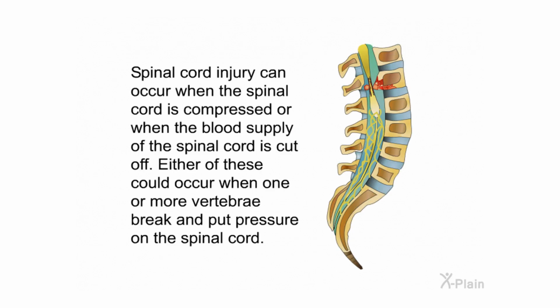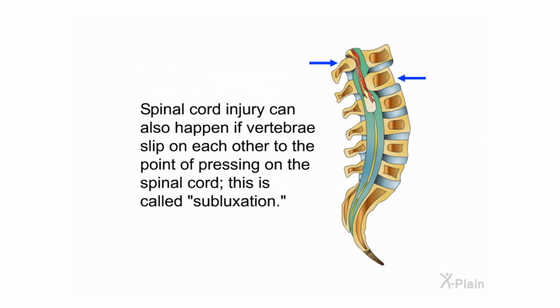Causes. Spinal cord injury can occur when the spinal cord is compressed or when the blood supply of the spinal cord is cut off. Either of these could occur when one or more vertebrae break and put pressure on the spinal cord. Spinal cord injury can also happen if vertebrae slip on each other to the point of pressing on the spinal cord. This is called subluxation.